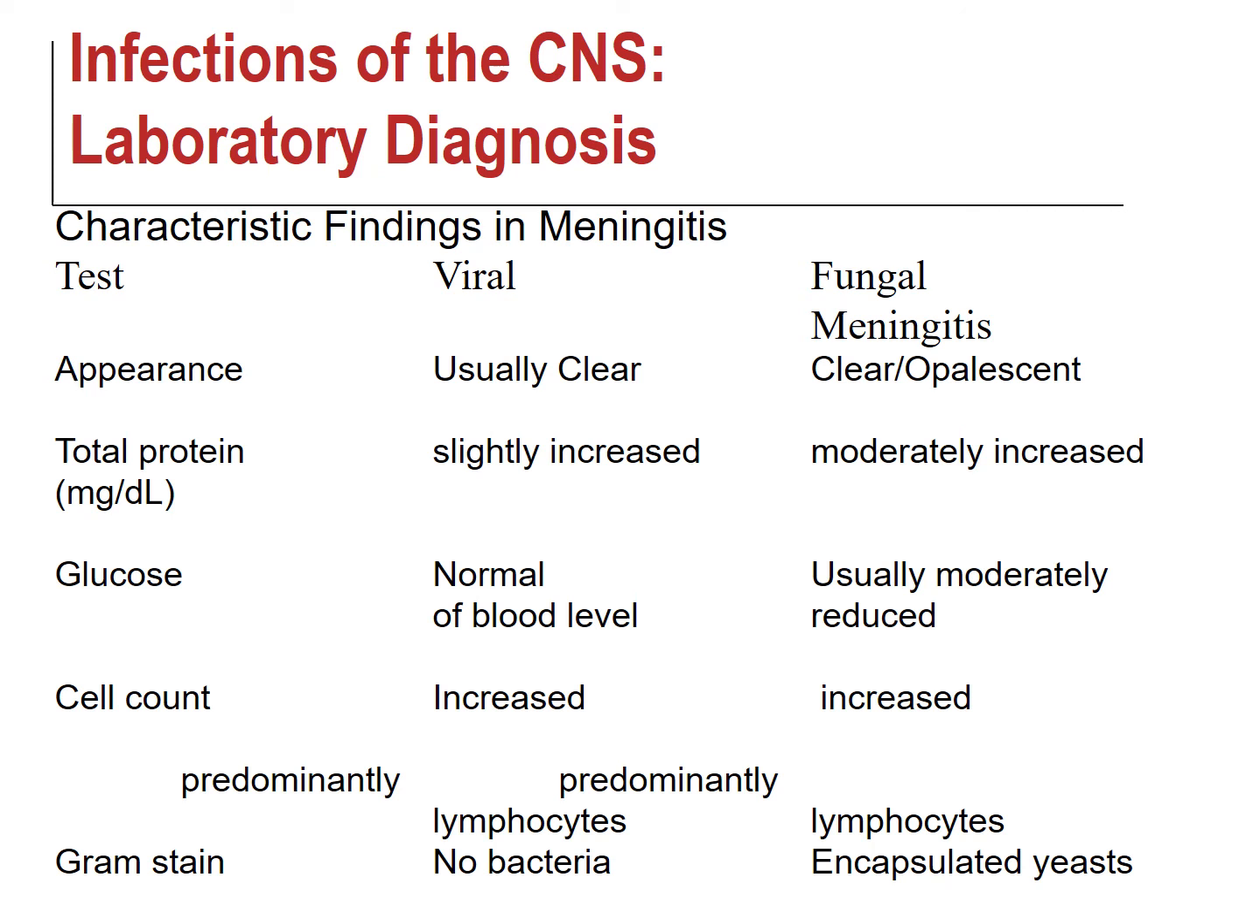In fungal meningitis, the spinal fluid may remain clear. Total protein may be moderately increased. Glucose may be moderately reduced. The cell count would be increased, predominantly with lymphocytes. And if you get lucky, you may find encapsulated yeast on the Gram stain of the direct smear.